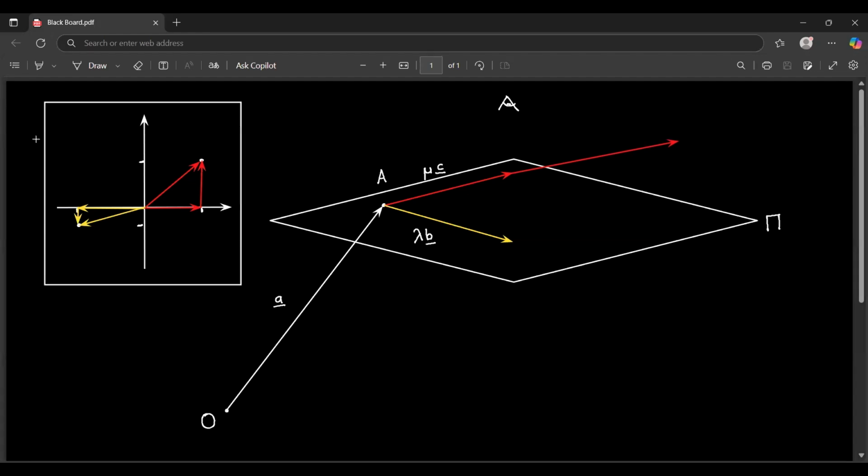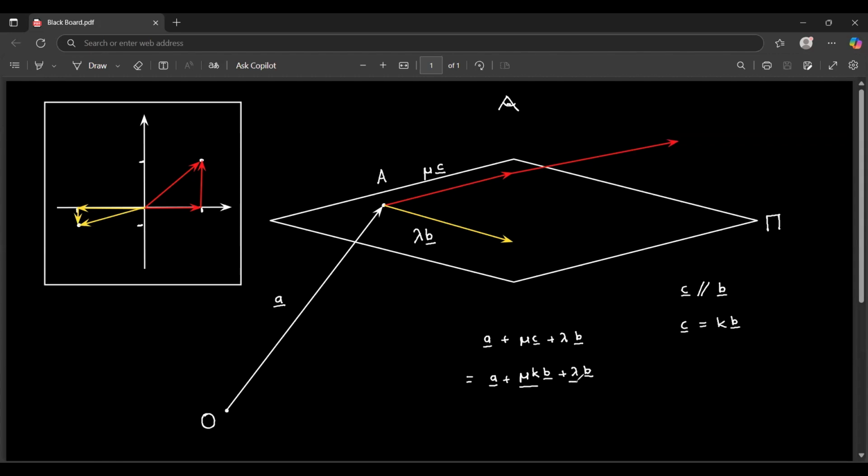Let me explain it to you. If C is parallel to B, what this means is C equals kB. Here we have lambda b and mu c. Since these two are parallel to each other, the equation a plus mu c plus lambda b will reduce. We can replace c with kb, so it will be mu kb plus lambda b.